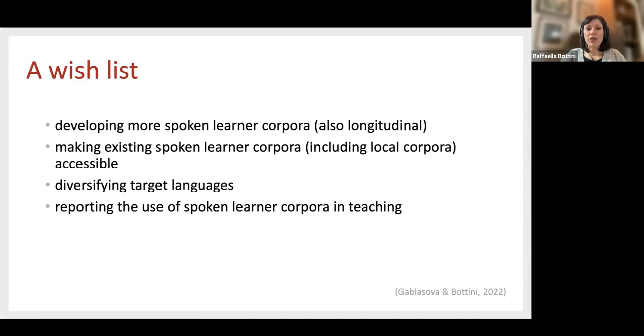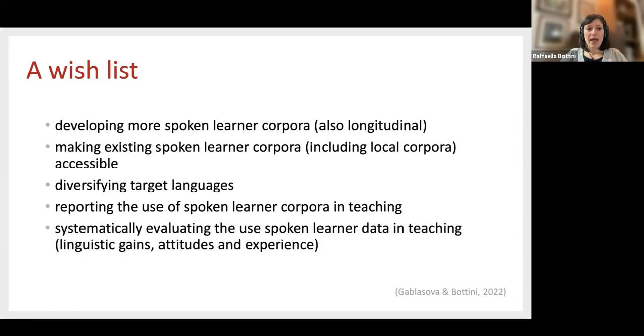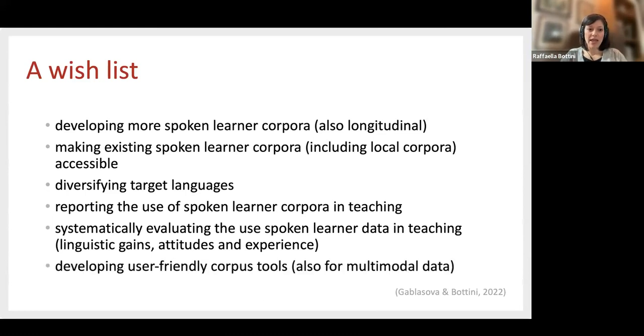Reporting the use of spoken learner corpora in teaching more. So what is the effect? And evaluating these uses in a systematic way. So evaluating the use of spoken learner data in teaching, looking not just at learners' linguistic gains, but also looking at learners' and teachers' attitudes and experience in using this type of data. And finally, developing user-friendly corpus tools, also for multimodal data.